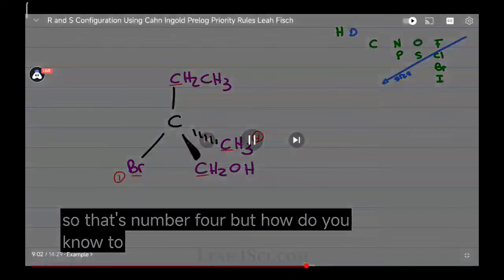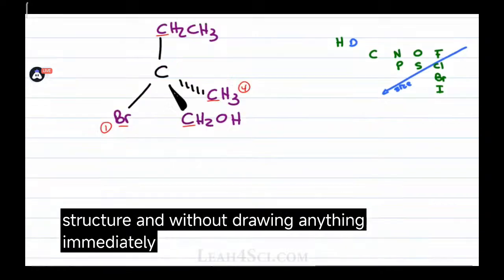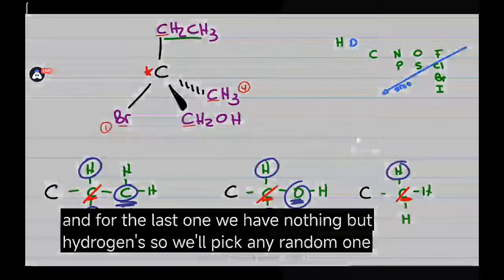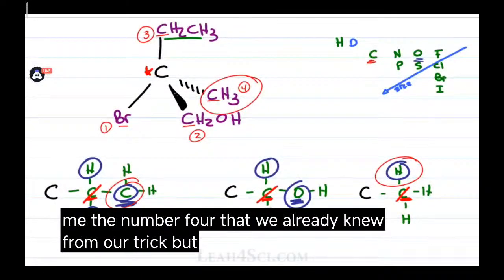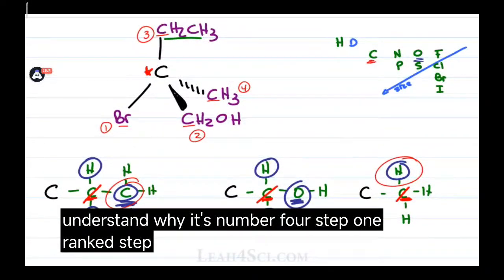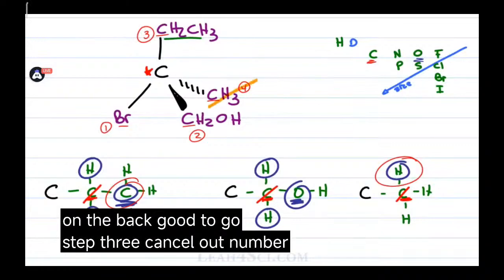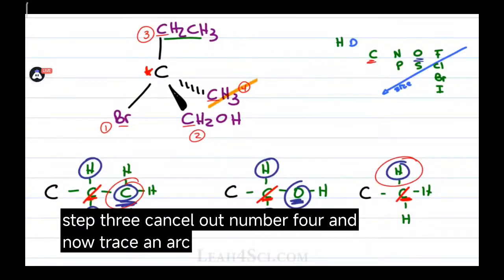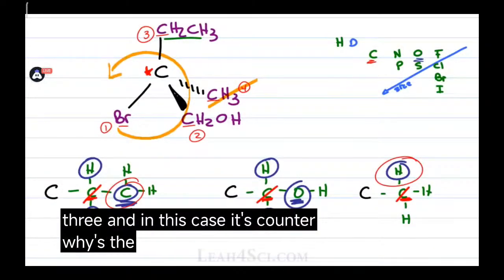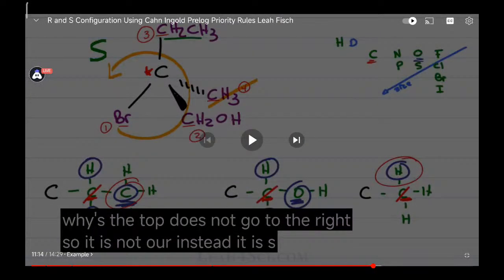But how do you know how to rank the other 2 carbons? This is where you have to, what I call, go deep into the molecule. Step 1, rank. Step 2, make sure number 4 is in the back. Good to go. Step 3, cancel out number 4, and now trace an arc from 1 to 2 to 3. And in this case, it's counterclockwise. The top does not go to the right, so it is not R. Instead, it is S.